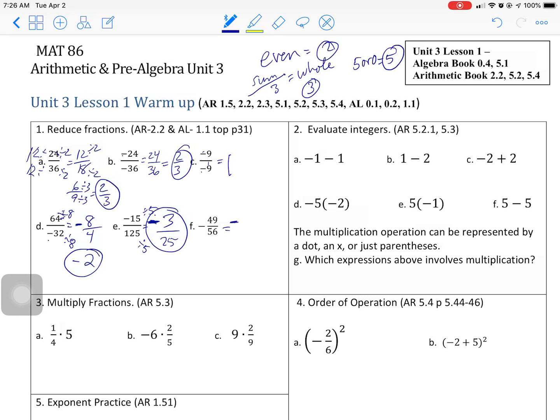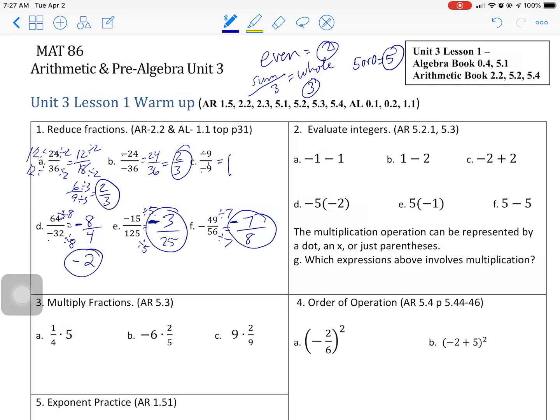49. The only thing that goes with 49 is a 7. So 7 times 7, so divided by 7 is 7. And then 56 divided by 7 is 8. Okay, that's helpful if you know your multiplication tables. If you don't, it's going to take you a minute to figure out how to do that, because I don't have a divisibility rule for 7.